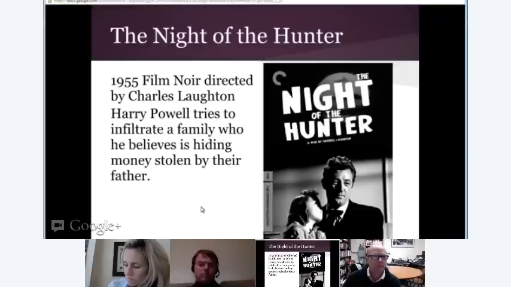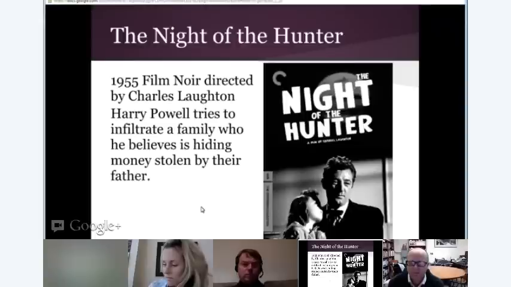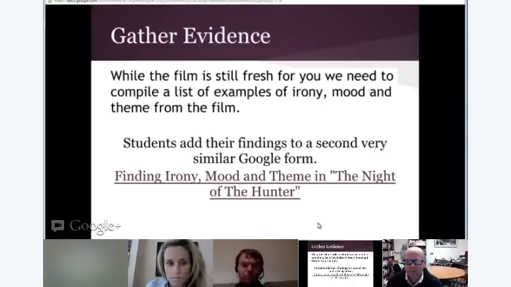They really loved it. They really loved it in conjunction with Cask of Amontillado. They kept seeing the same kinds of themes, the same kinds of irony, the same kinds of mood. And of course, that's what we wanted them to see because they didn't know about the prompt that was coming. But we did, and we were getting them ready for that. So of course, when we were done, we looked at finding irony, mood, and theme in Night of the Hunter, which was a very similar looking form, and it produced a very similar looking spreadsheet. So they now had those two spreadsheets to pull from.